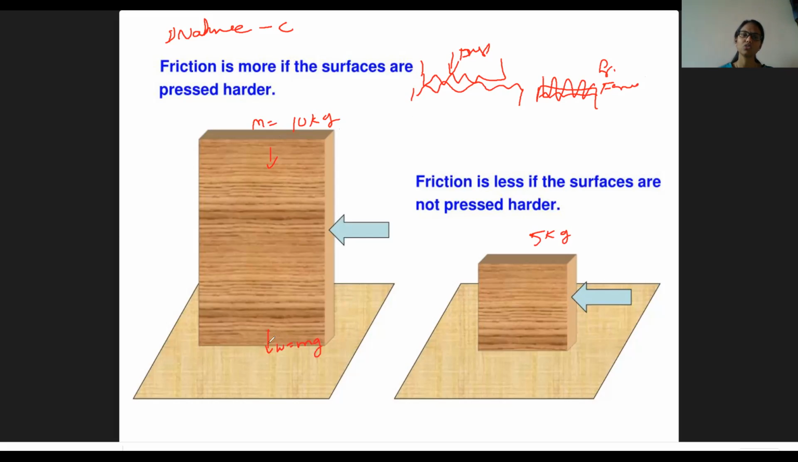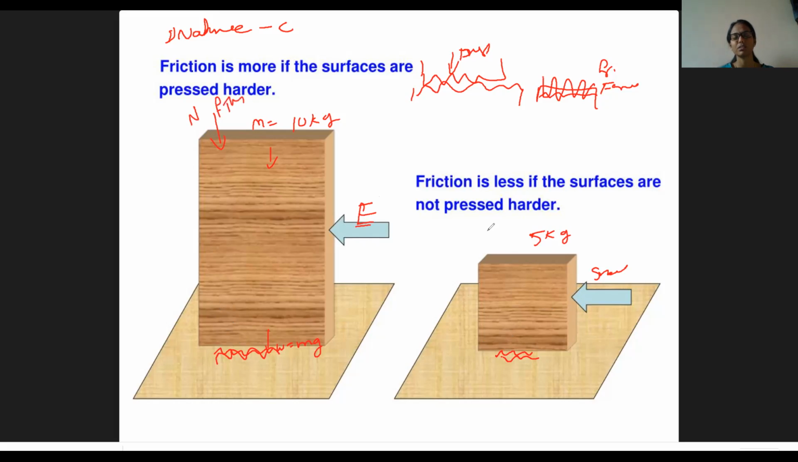When weight is more, the contact surface is pressed more. That's why if you need to move this bigger box, we need to apply more force compared to the small amount of force. Here the interlockings will be less because of the small mass, the irregularities will be locked very little, but here it is pressed more, so the lockings will be more, pressed more inside. To overcome those deeper wells we need to apply more force. So that is why if the normal reaction, the normal force, is more, then friction will be more.